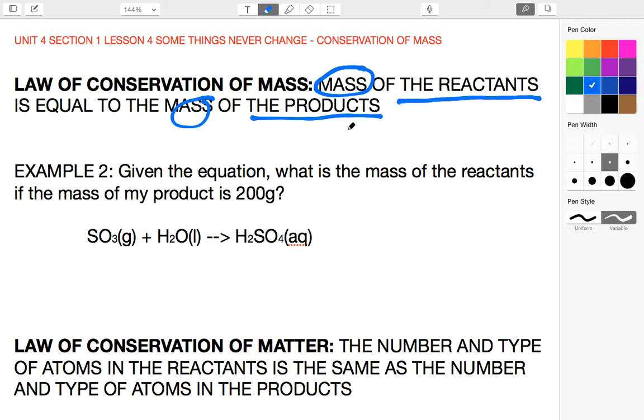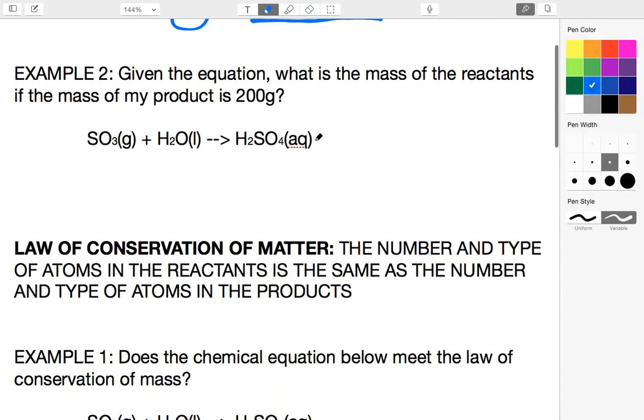It's very key. We did a lab on this where you had baking soda and vinegar, and you took the mass of it before, and then you completed the reaction, and you took the mass of it afterwards. And you should have found that they were pretty close, almost the same, right?